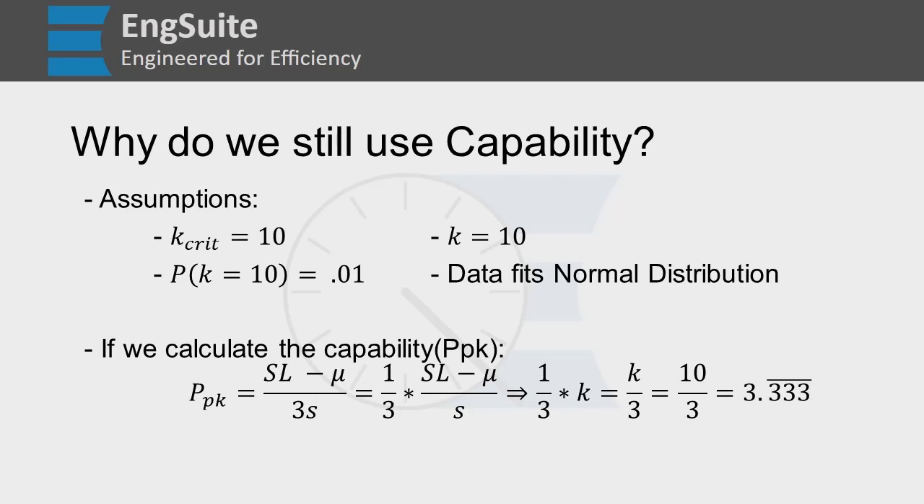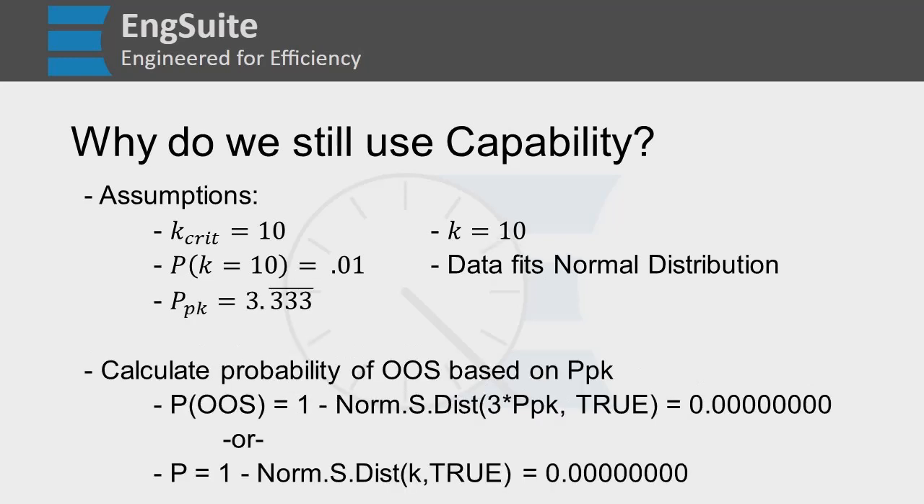Okay, now we're going to assume that our data fits the normal distribution, and we're also going to calculate the PPK. Okay, so one thing that we know is we take our spec limit minus mu over 3 times the standard deviation. We can actually split that up to 1 over 3 times the spec limit minus mu over s, which we know that this is just our k. So we can take 1 over 3 times k. So our PPK can also be represented when talking about Chebyshev's inequality as k over 3. So if we take 10, we say, okay, plug in our k, 10, and we get our PPK equals 3.333 repeating.